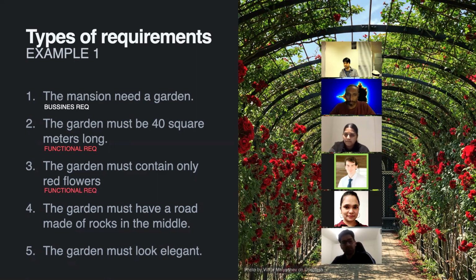So let's go with the next one. The garden must have a road made of rocks in the middle. It doesn't say what kind of rocks, but at least we know that we don't want to use dirt or concrete. We need to use rocks for the road, and we know that the road is not anywhere; it's right in the middle. Is this a functional, a non-functional, or a business requirement?